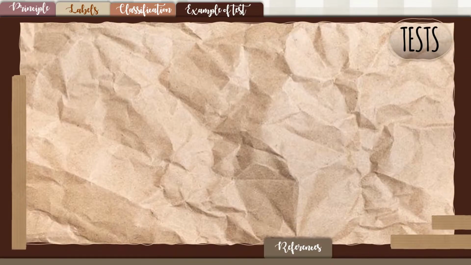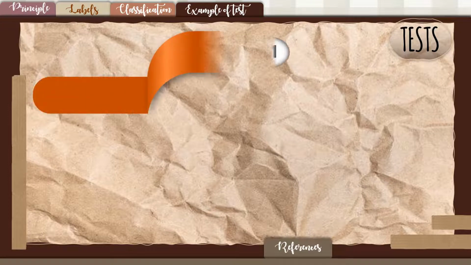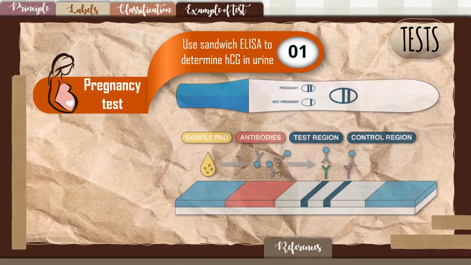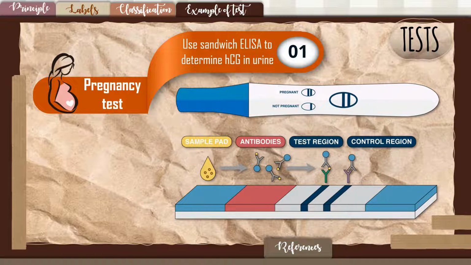A few tests use different types of enzyme immunoassays known as ELISA. First test is a pregnancy test. A pregnancy test uses sandwich ELISA to determine HCG, or human chorionic gonadotropin, in urine or serum. Two monoclonal antibodies are used to detect HCG with great sensitivity. Elevated HCG levels as low as 20 milli-international units per milliliter can be noticed in less than 10 minutes, meaning that the person is pregnant.